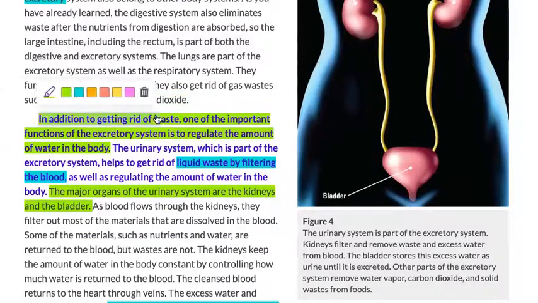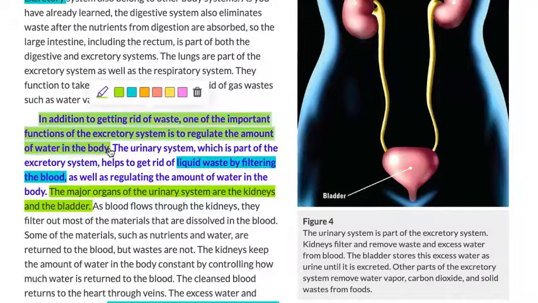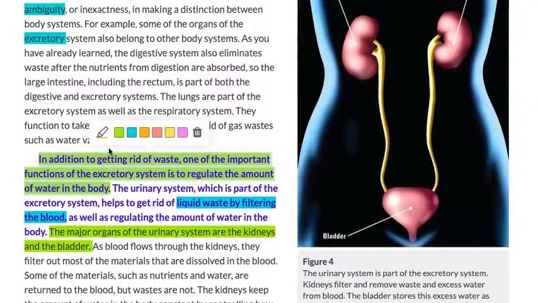In addition to getting rid of waste, one important function of the excretory system is to regulate the amount of water in the body. It's very important that we know this.